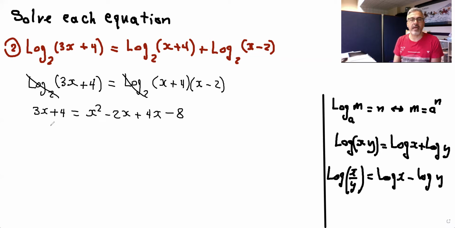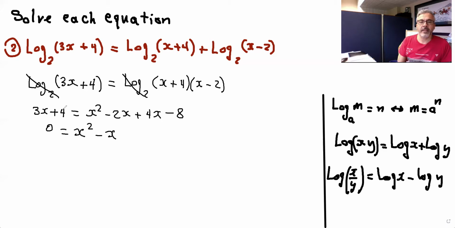Move everything to one side, equate it to 0. So x squared, that's minus 2x plus 4x, that's 2x. And when you move the 3x to the other side, it becomes minus 3x. So it gives you minus x. And then you move the 4 to this side, it becomes minus 4. Negative 8 minus 4 is negative 12. You could take your time doing this, like moving things around and stuff, but you know what I'm doing.